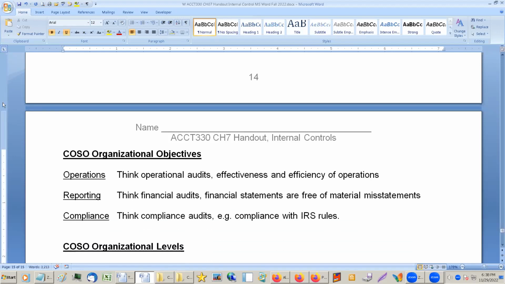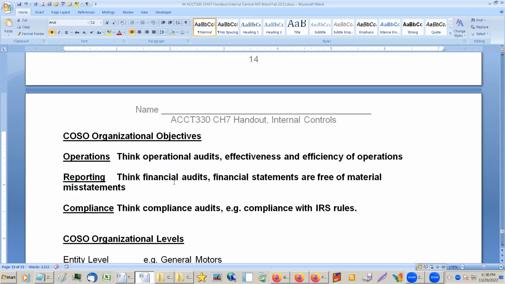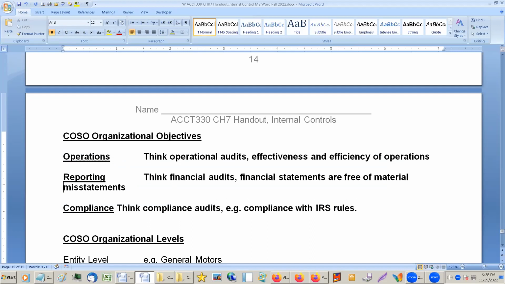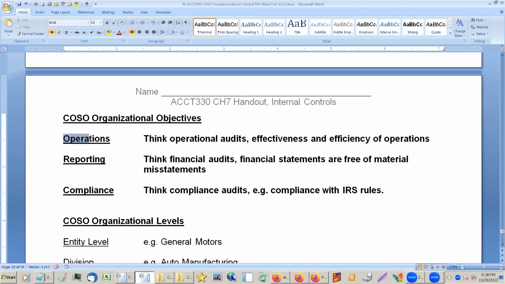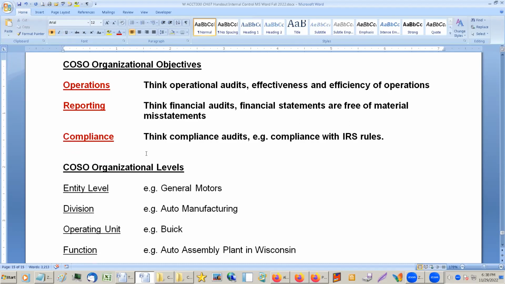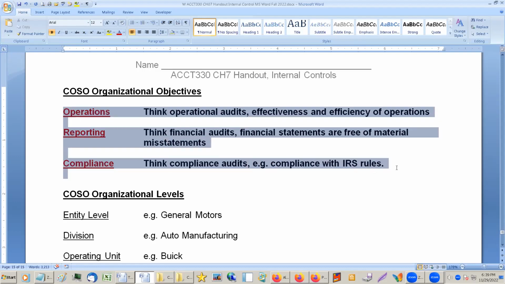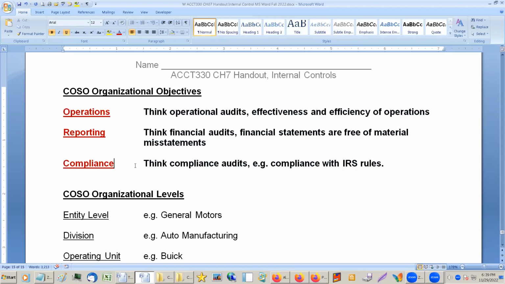Okay. Now, the objectives. And this is a little bit funny. I don't know why I put think here, but think. You'll notice that these are the different types of audits we have. This is an operational audit. This is a financial audit. This is a compliance audit. So these three different objectives are really just the types of audits that we have: operational audit, financial audit, and compliance audits.